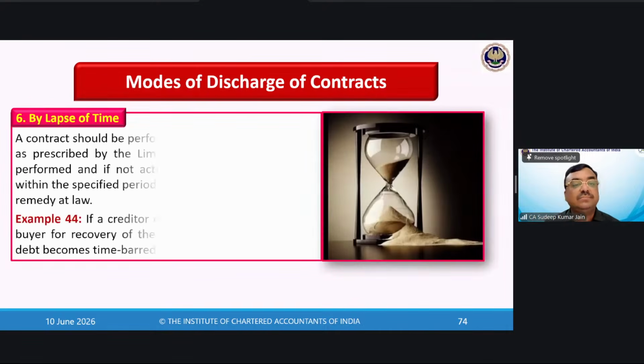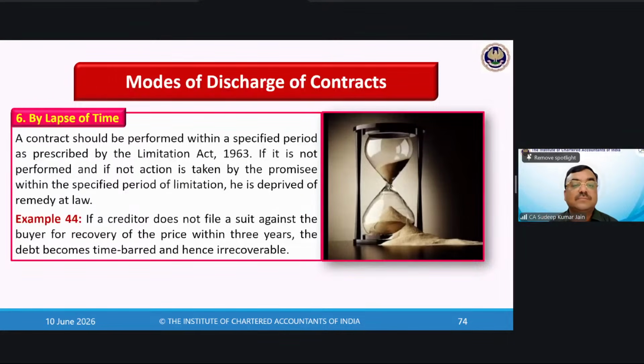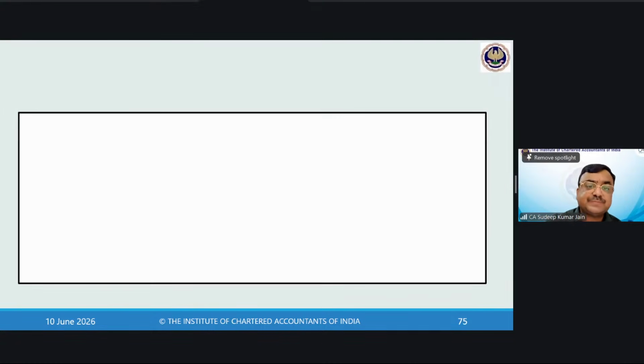By lapse of time, the contract may become time barred. A contract should be performed within the specified period as prescribed by the Limitation Act 1963. If it is not performed and if no action is taken by the promisee within the specified period of limitation, he is deprived of the remedy of law. The contract becomes time barred as per the Limitation Act. If the creditor does not file a suit against the buyer for recovery of price within 3 years, the debt becomes time barred and hence irrecoverable. I have already discussed this topic with you.